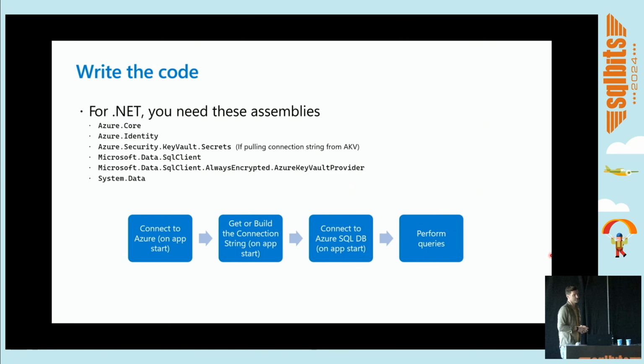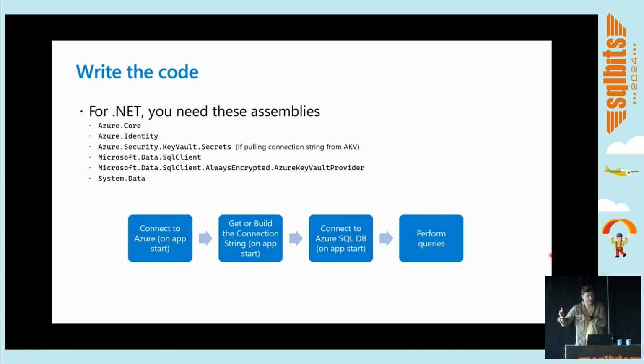Okay? Now, if you want to start writing the code, and I'm using .NET here, what are the assemblies that you need to use? You need the Azure Core and Azure Identity, because we need to be able to connect to our Key Vault. Then we also have the Key Vault secrets, if you're pulling the connection string from the Key Vault, which I'm not going to do in my application. And then, of course, the Data SQL client and the Always Encrypted Key Vault provider. So these are the assemblies that are needed.